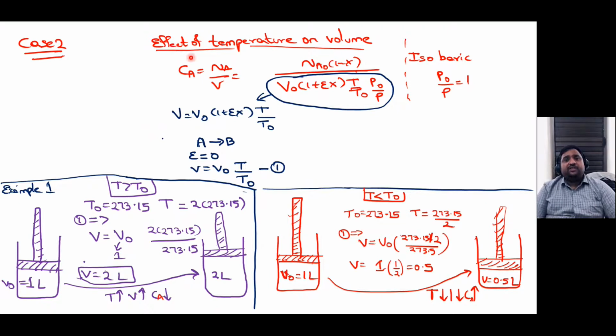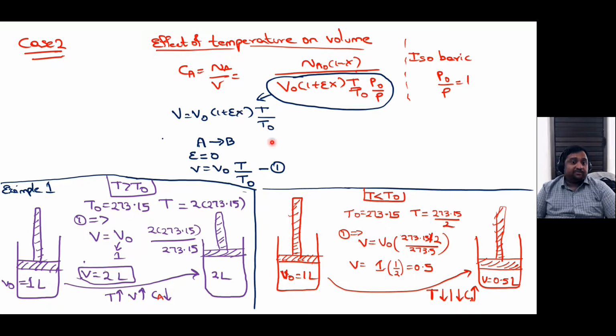Let us go to case 2 now. In case 2, we are going to study the effect of temperature. The same equation gives Ca is equal to Na by V, Na naught into 1 minus x, over V naught into 1 plus epsilon x into T by T naught into P naught by P. Now, in the present case, let us consider the pressure is not changing, so the initial pressure is equal to the final pressure and the ratio P0 by P is equal to 1.